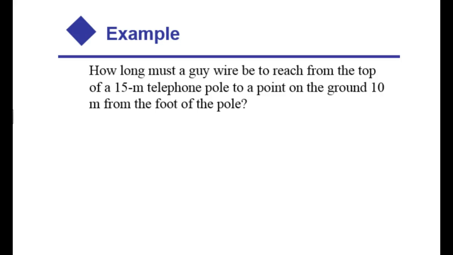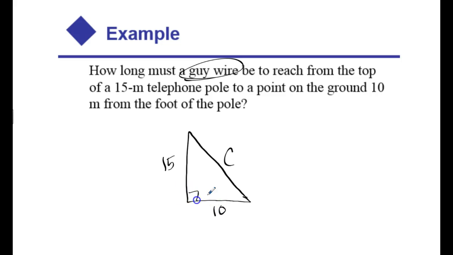So sometimes the hard part is, again, setting these problems up. This looks similar to before. I still have a guide wire, so it looks like I have that same kind of triangle. How long must the guide wire be? So c is what I'm trying to find again. The telephone pole is 15. Boy, this one sure looks like the first problem that I worked. 10 squared plus 15 squared is equal to c squared.